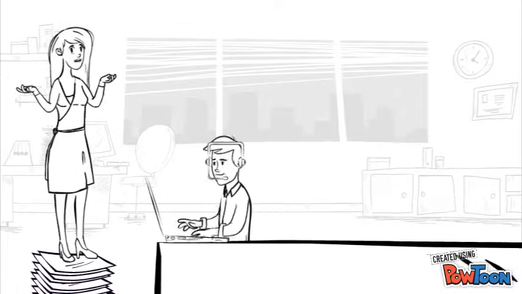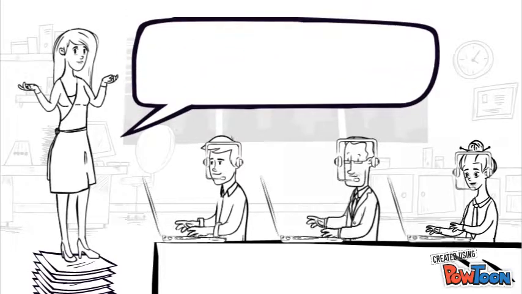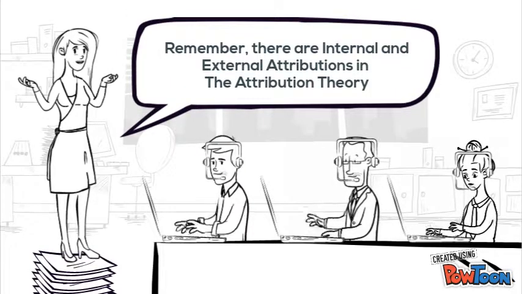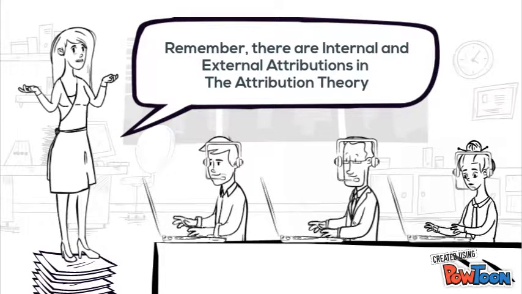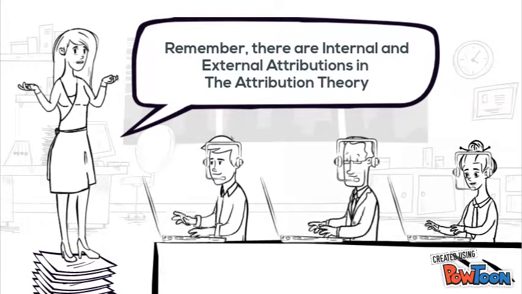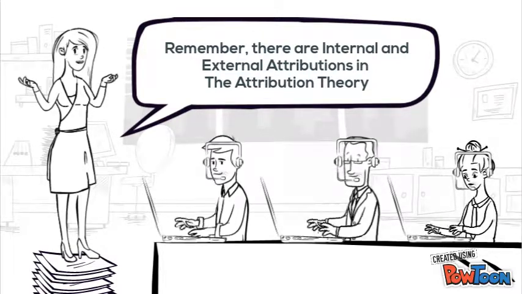So in closing, remember that there are two parts in attribution theory, internal and external attributions, that we must take into account in order to make a more accurate attribution about someone's behavior.